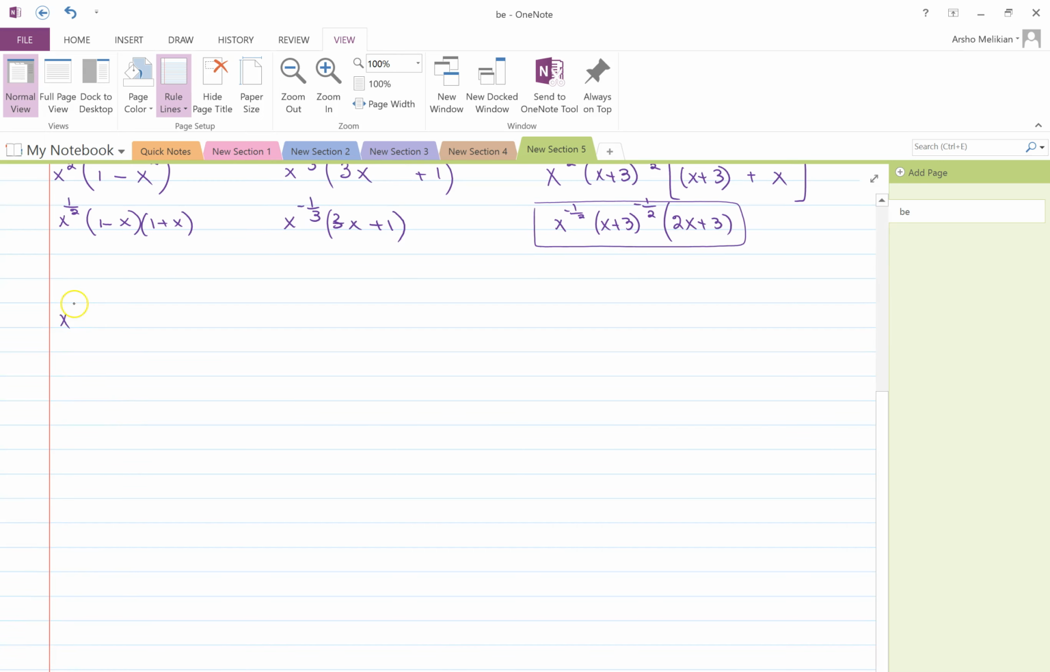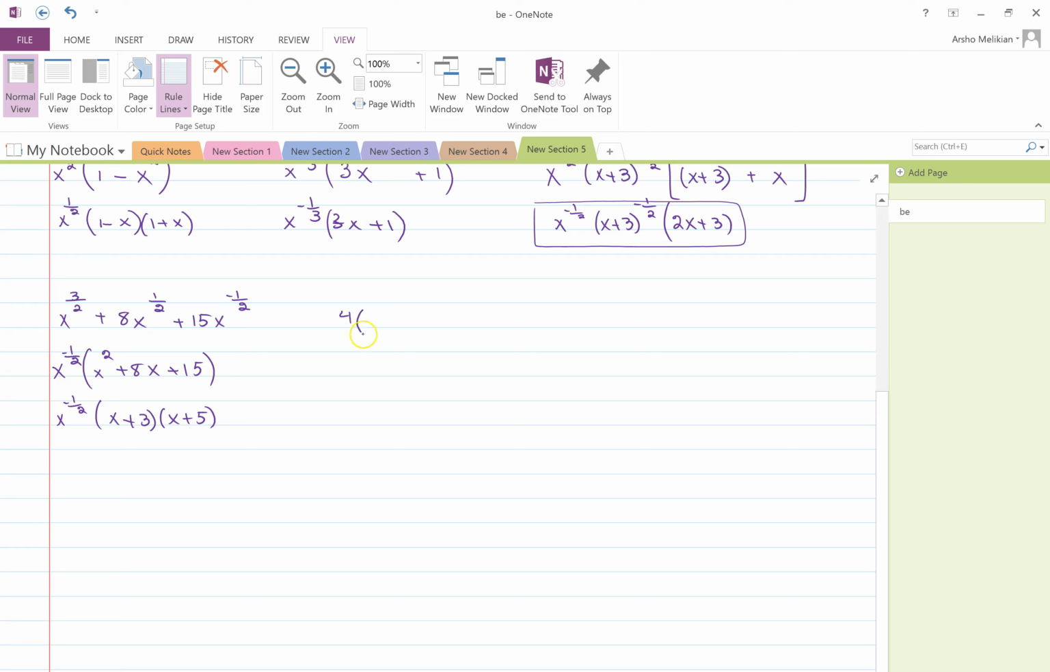So you're gonna do this one on your own. I'll give you half a minute. x to the negative 1/2 times x plus 3 times x plus 5. Right? So once you factor it out, you have to factor out a little bit more. It's 1/2 minus negative 1/2. So it's 1/2 plus 1/2. Okay, one more. Well, I have a couple more.